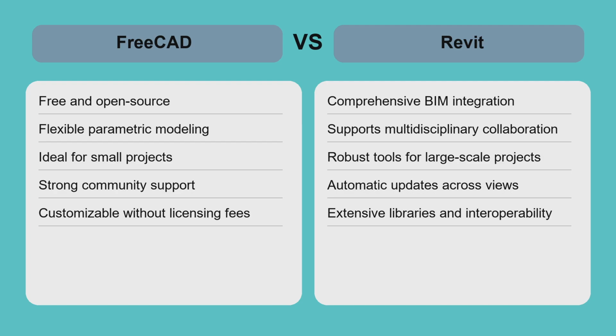For example, a freelance architect might prefer FreeCAD for early-stage design and prototyping, while a large architectural firm would benefit from Revit's comprehensive BIM environment for detailed construction planning and client presentations. The choice depends on project scale, budget, and collaboration needs.